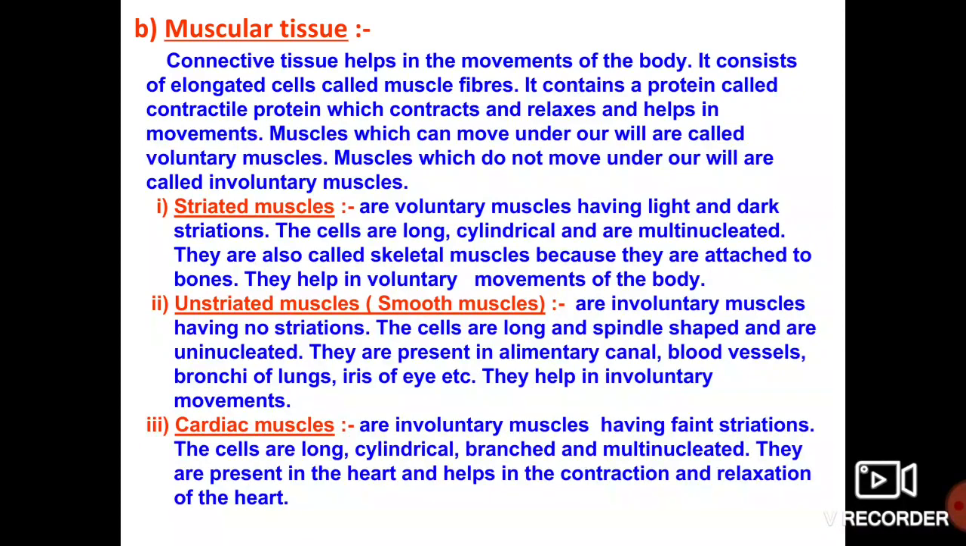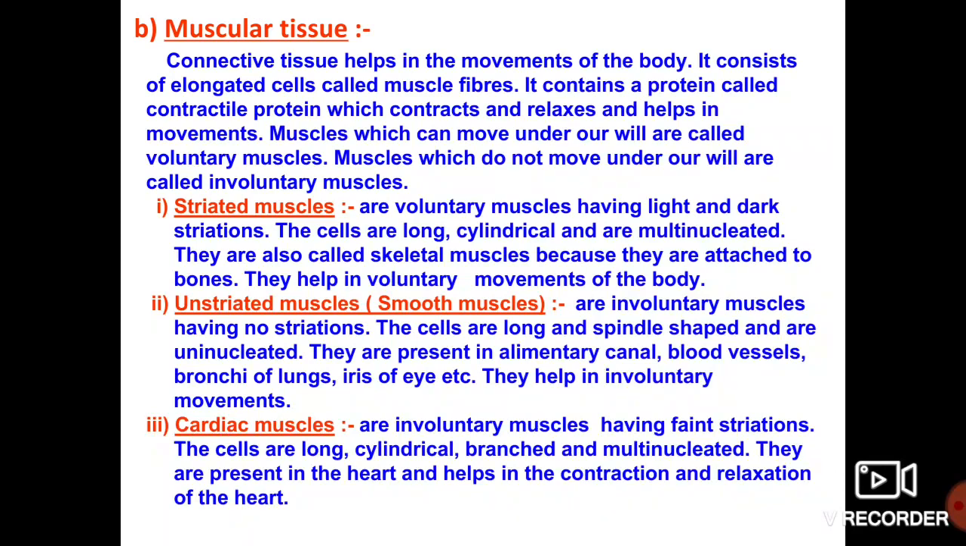If you come to the first one, the striated muscles, these play a major role as voluntary muscles, which means they control voluntary movements in our body. Then smooth muscles also play a major role in involuntary actions. They are present in blood vessels, the alimentary canal, lungs and the iris of the eye. These are the parts that have smooth muscles.